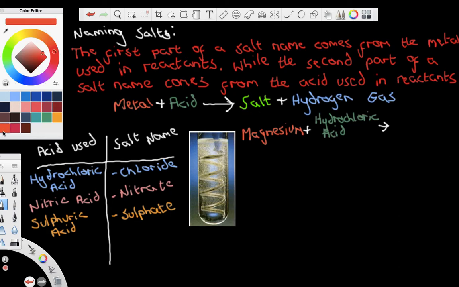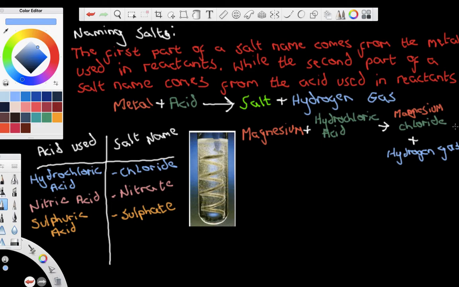So the salt produced would be magnesium chloride. The metal produces the first part of the name, and the acid used produces the second part. And then to finish this word equation, we need to add hydrogen gas. I would do it straight like I've done the one up here, it's just I've run out of space. So plus hydrogen gas.